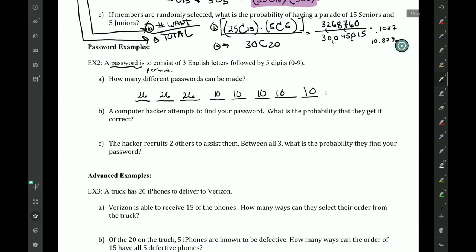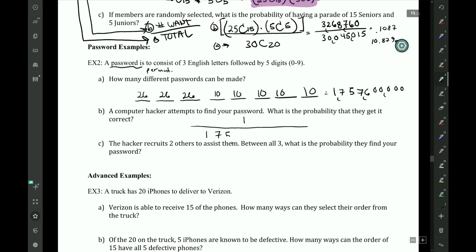Oh boy, that's a big number. Okay, 17,576,000,000. Now, a computer hacker attempts to find your password. What's the probability? They need to get it exactly correct. Order matters, so they only have one way over that. That is a really nice probability because you really don't want your password to be stolen. Okay, so that's it there.